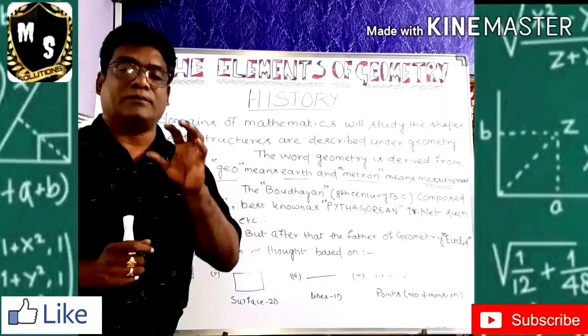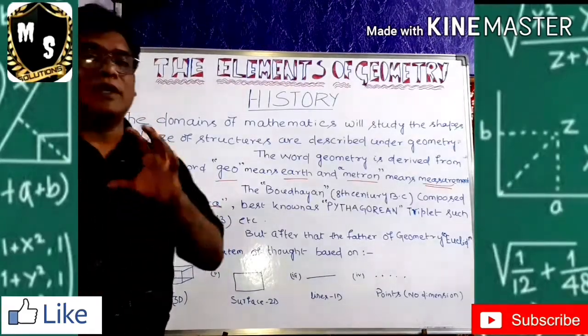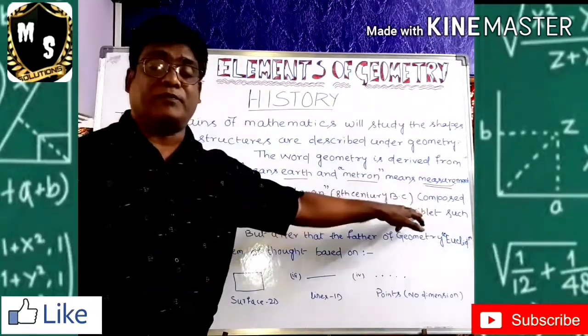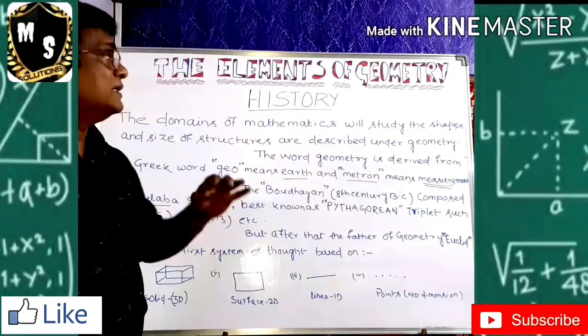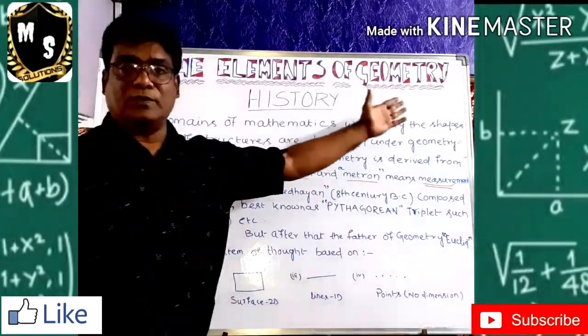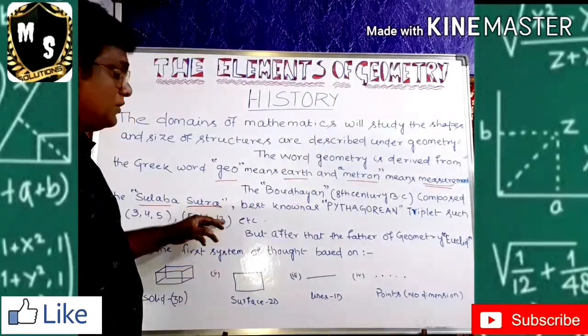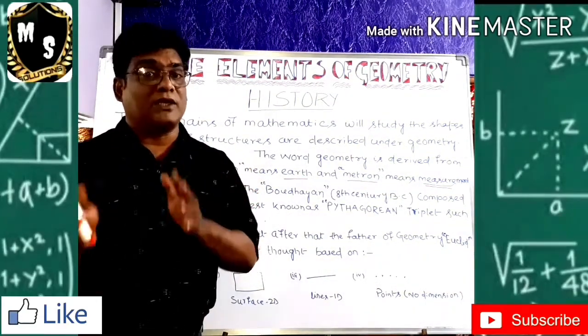It is called formulae. So Sulaba Sutra means model formulae that Bodhayan already gave in the 8th century before Christ. He already spoke about the elements of geometry. Who is that? That is Bodhayan, and his contemporary, after that, was Pythagoras.